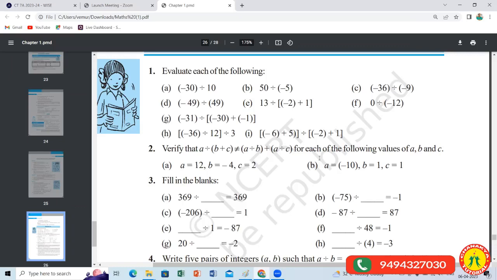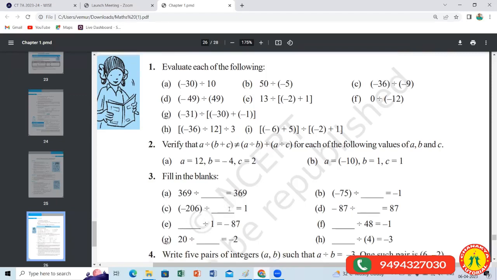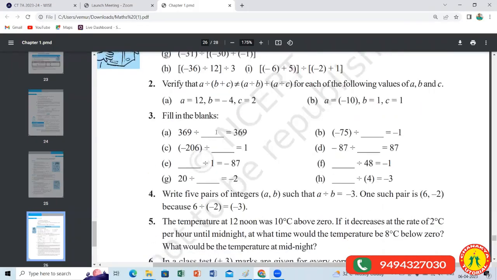We'll do second bit later. Now the turn once again goes to Varshit. Varshit, third bit A1.